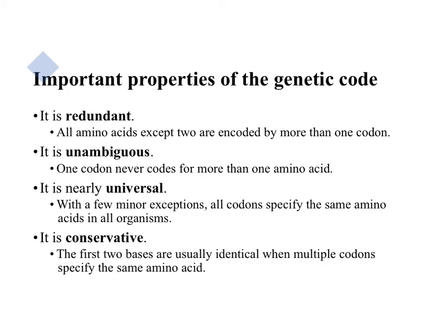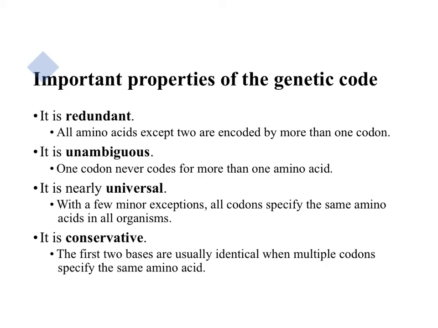It's unambiguous, which means one codon always codes for the exact same amino acid every single time. It's never going to code for one amino acid in one case and then a second in a different case. It's always going to be the exact same amino acid for the exact same codon.